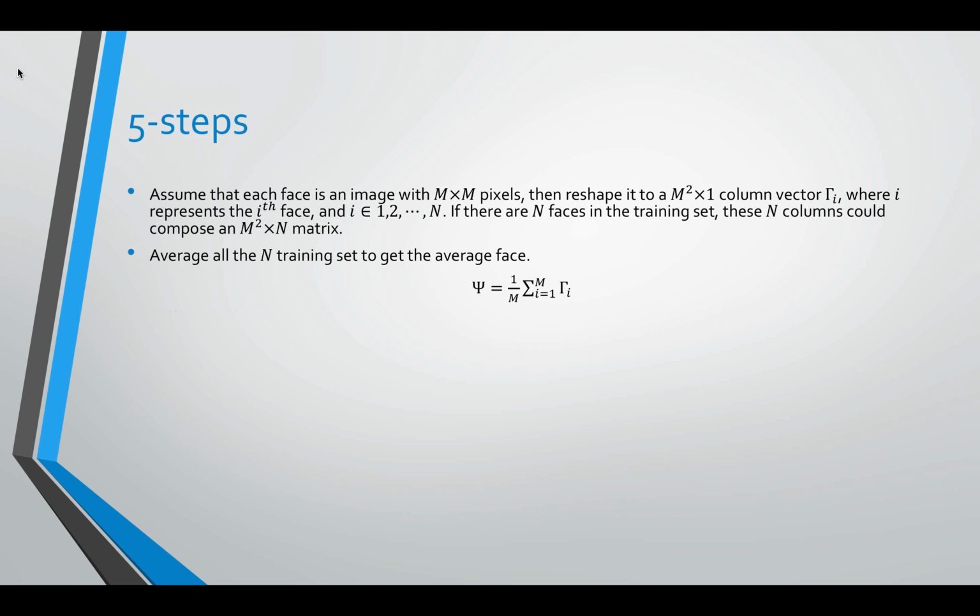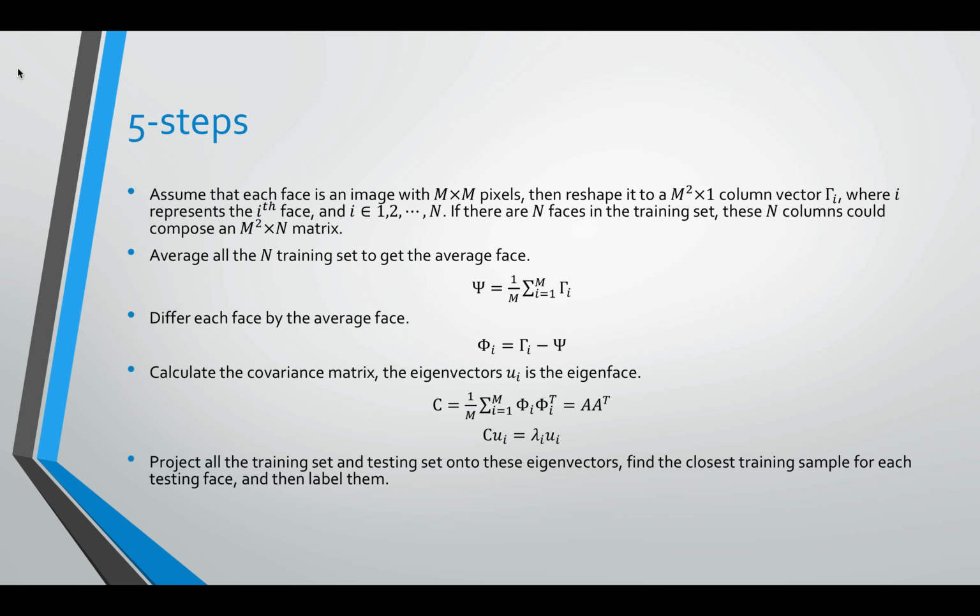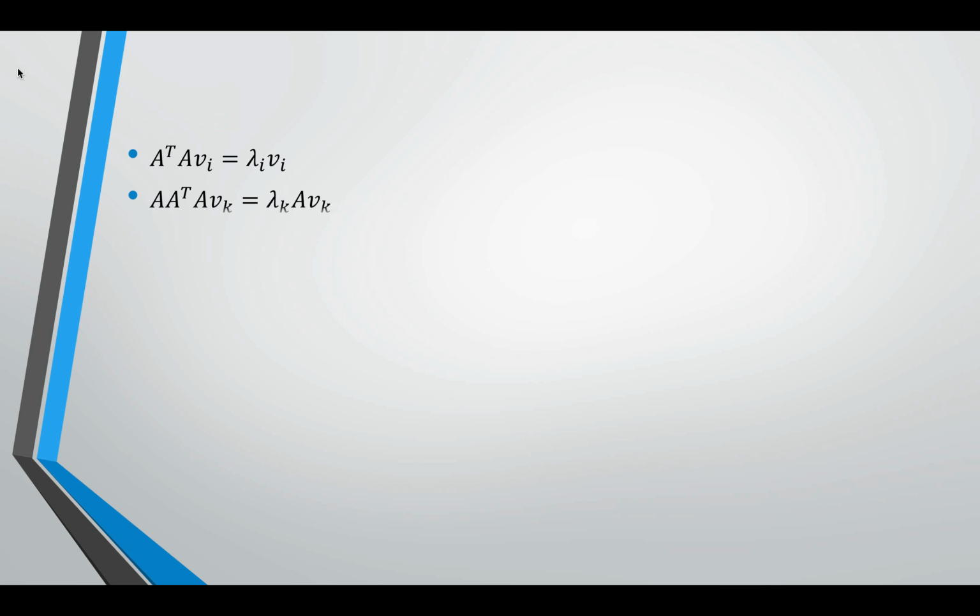Here are the 5 steps of classification by eigenface model. Specifically, in the fourth step, due to the length of each face vector being m squared, C is an m squared by m squared matrix. If we directly calculate its eigenvectors, it will be very complex. Fortunately, we can use principal component analysis to simplify the operation.